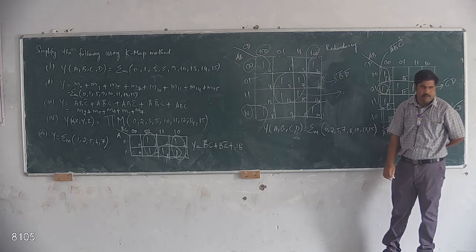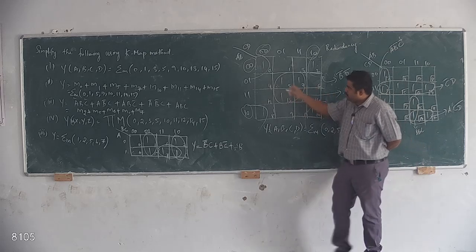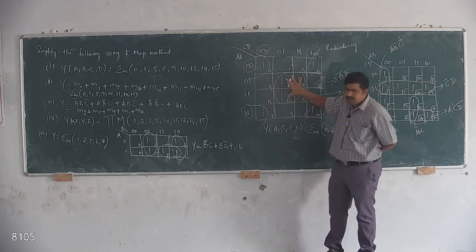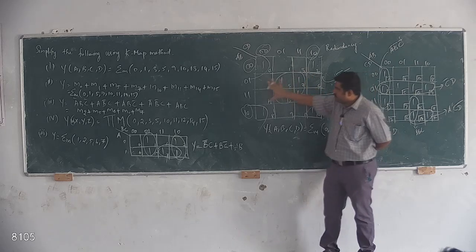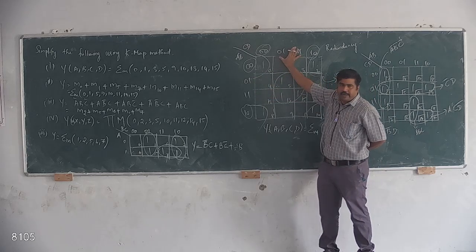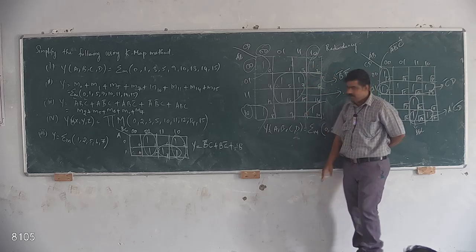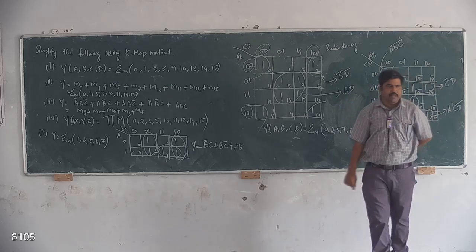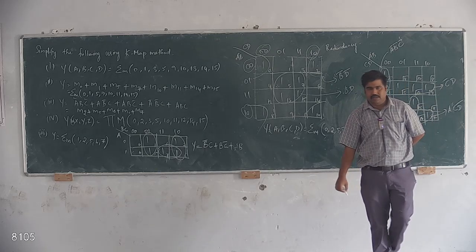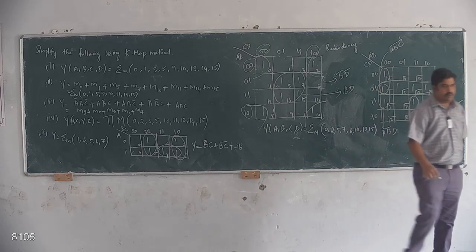Is it clear? In the same way, I need to take these two because these two make adjacent cells and these two make adjacent cells. In this, I need to take a common variable. In these two, I need to take a common variable. So what is the value for this? B, D. So the answer is BD plus B bar, D bar. So it is a question bank problem.